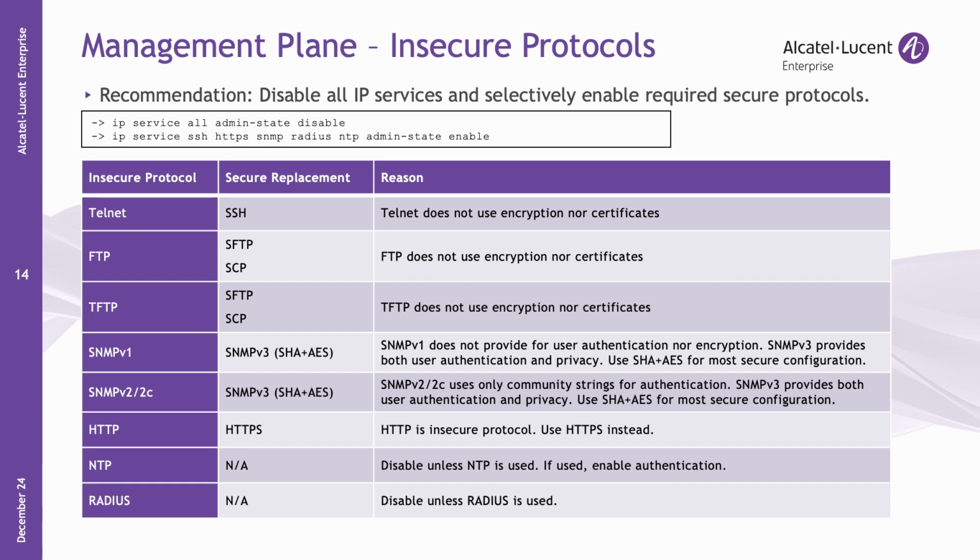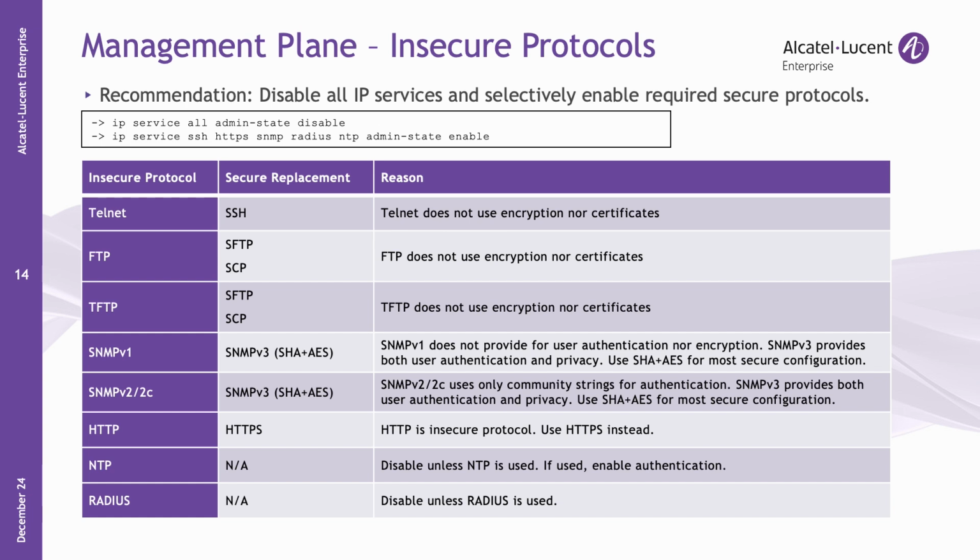For SNMP, it's recommended, of course, to use the most secure configuration, which is SNMP version 3 with SHA and AES. As you can see, Telnet is the insecure protocol, and a secure replacement for it is SSH. For FTP, a secure replacement is SFTP or SCP. TFTP, the secure replacement is also SCP or SFTP.